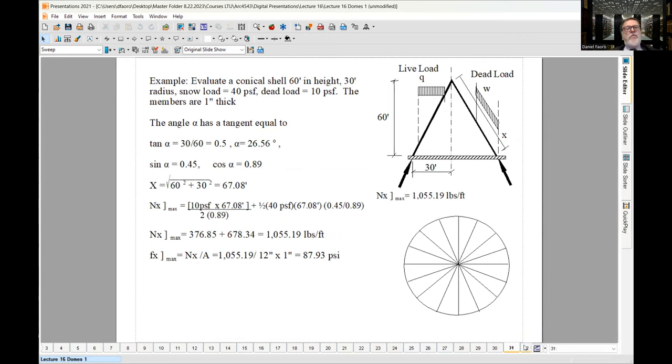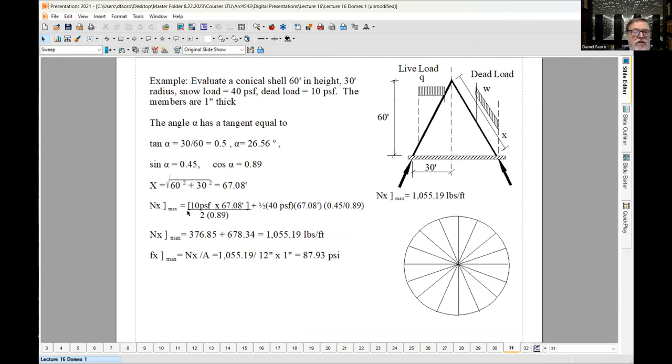The members are 1 inch thick. Notice my live load is always perpendicular to the ground. My dead load follows the length of the member. The angle alpha has a tangent equal to 30 over 60, or 0.5. Alpha is 26.56 degrees. That's my internal angle here. Sine alpha is 0.45, cosine 0.89. My actual member length, this incline member, just doing this basic trig at 60 and 30, tells me its actual length is 67.08 feet. Why do I need that? Because that's the path over the dead load. You have to know how much material is there over that path.